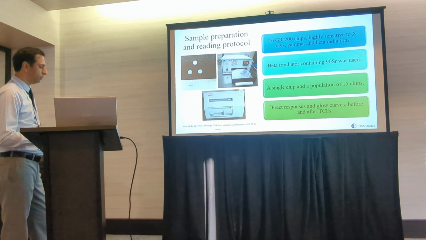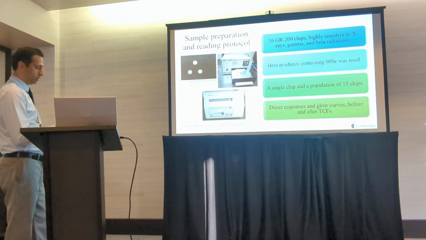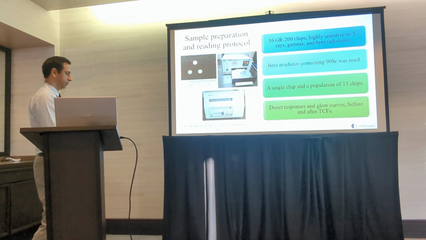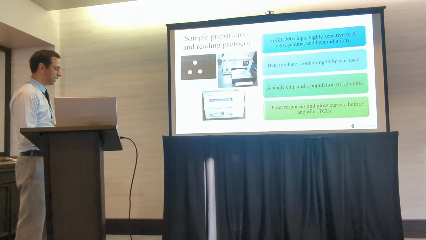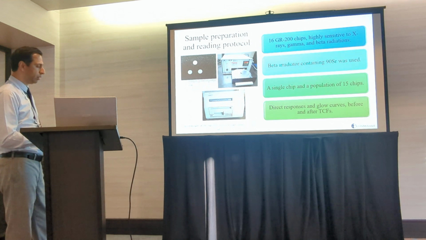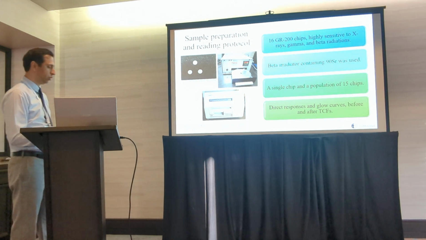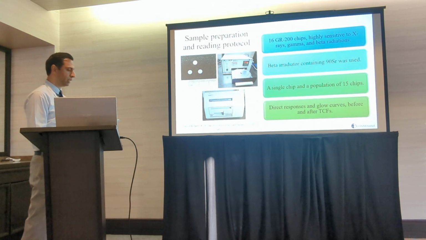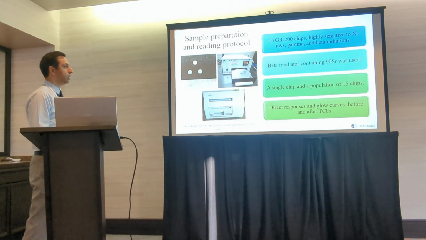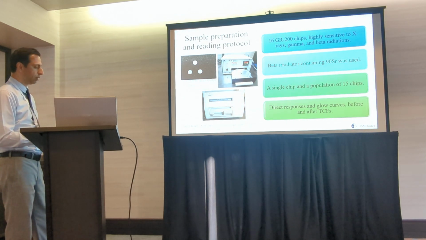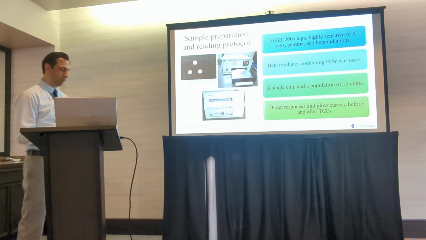Okay. In this experiment, we used 16 GR200 chips. These are the chips, which they call TLD chips. Known for their sensitivity to various radiation, the chips were prepared by annealing to remove unwanted TL light and preheating to eliminate low temperature and unstable peaks in the glow curve, before irradiation with a beta irradiator containing 90Sr. The chips were rotated to ensure uniform irradiation.